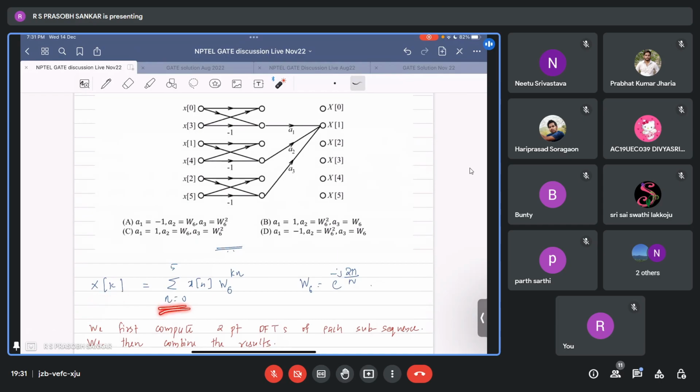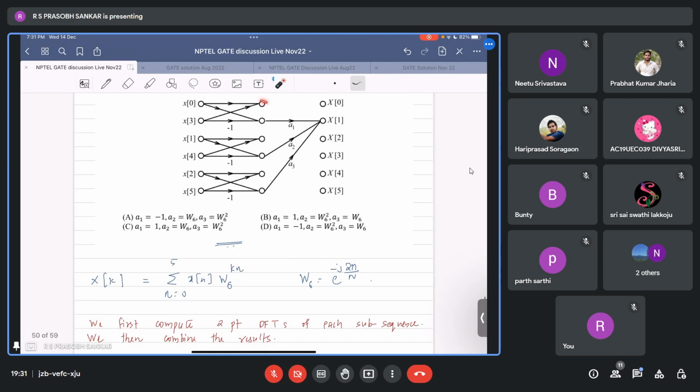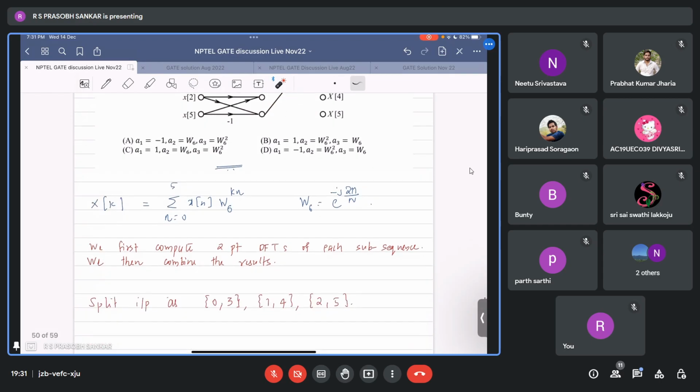So what do we have? We have X of k equals summation n equal to 0 to 5 of x of n W6 raised to kn, where W6 is e raised to minus j 2 pi by N, where N is 6. Here we first compute 2-point DFTs. We compute 2-point DFTs of each subsequence. This is one subsequence, this is the next subsequence, this is the third subsequence. For each subsequence, we first compute the 2-point DFT and then combine them in a smart way. That's what is happening.